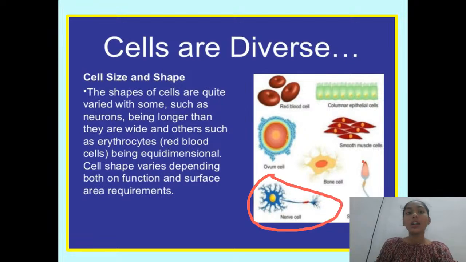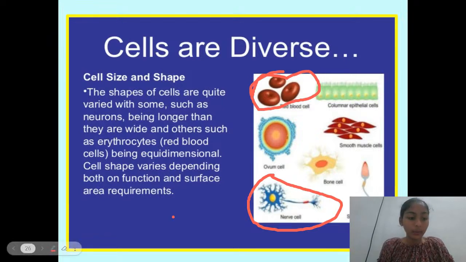Neuron is the nerve cell. The nerve cell is also called the neuron. This is the longest cell in the body, and it is not so complex to draw. It is very easy to draw if you understand it, and you may have this in your exam. I had it in my exam once. You can see the red blood cells, or erythrocytes. These are donut shaped, and you may not have to draw this in your exam. Just remember everything: ovum cell, bone cell, sperm cell, smooth muscle cells, columnar epithelial cells. These are all very important cells.